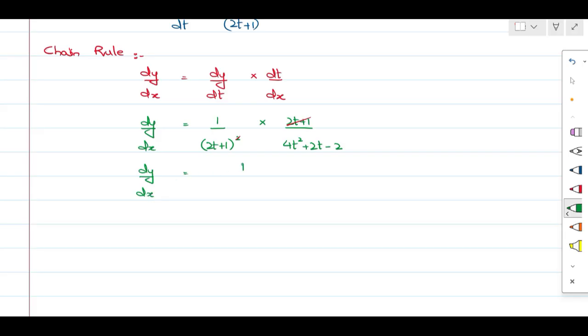So what we have left over, dy over dx, is 1 over (2t plus 1) multiplied by (4t squared plus 2t minus 2). Now this is in simplified form, but let me simplify it as well. Dy over dx: 1 over (2t plus 1) stays as it is. Let me take 2 common, we have 2t squared plus t minus 1.